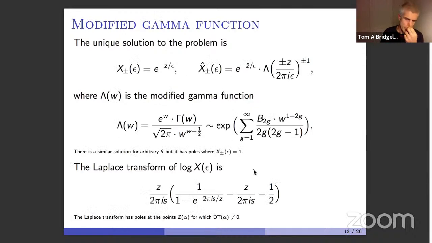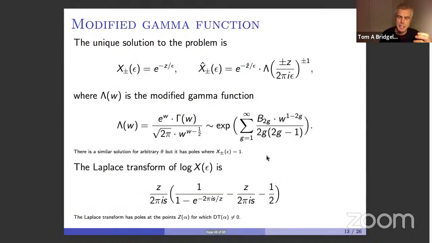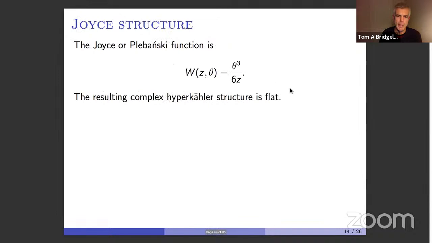So what's the associated Joyce structure? To get the Joyce structure, you really do need to solve it for theta as well, because the Joyce function, or this Plebanski function, is a function of z's and thetas. The interesting thing is you substitute this rather complicated solution into the equation, which gives you W, and W turns out to be pretty simple. In fact, the resulting hyperKähler structure is just flat.